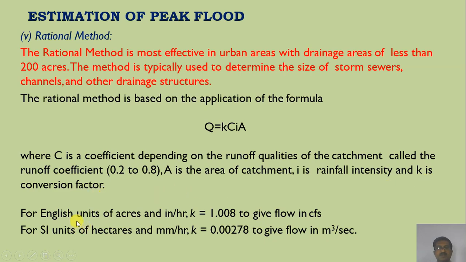Now for English units, I is in inches per hour, and K is 1.008 to give the flow in cubic feet per second. In SI units, with area in hectares and intensity in millimeters per hour, K is 0.00278 to give the flow in meter cube per second. So we have to remember when to use 1.008 and when to use 0.00278.